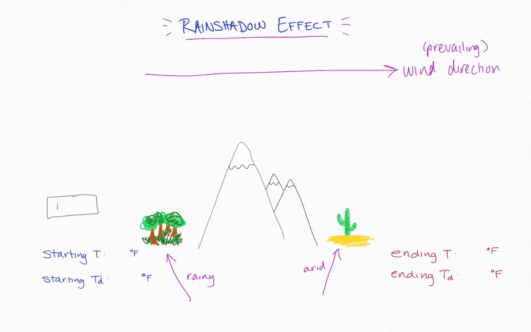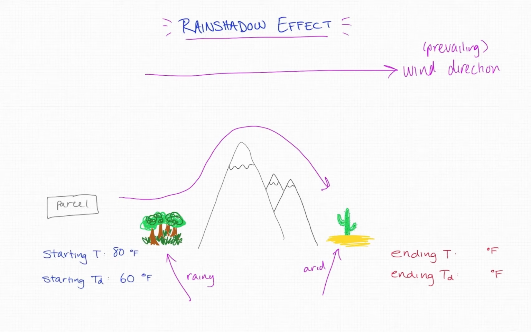Let's take a look at a parcel of air that's moving with the wind. So as it's moving in the prevailing wind direction, it will move up and over the mountain range. Let's say that the parcel's starting temperature, which is just the temperature of the air at ground level before the parcel moves over the mountains, is 80 degrees Fahrenheit, and its starting dew point, the temperature at which the water vapor inside the air will begin to condense into liquid water droplets, is 60 degrees Fahrenheit.